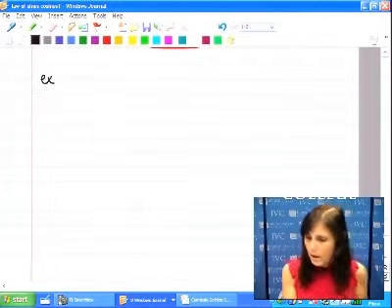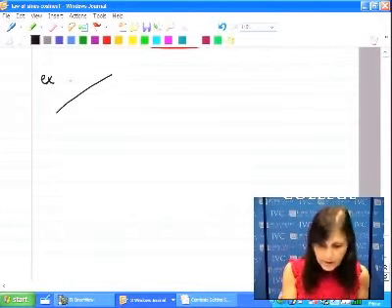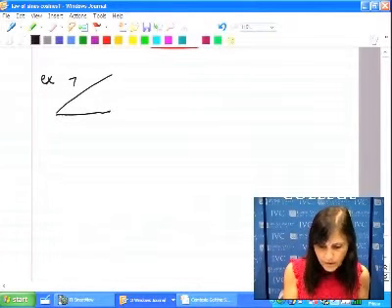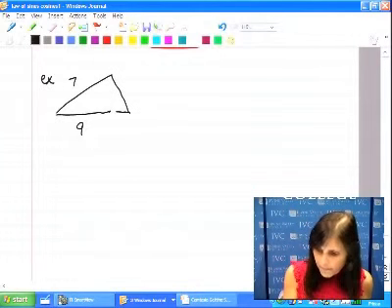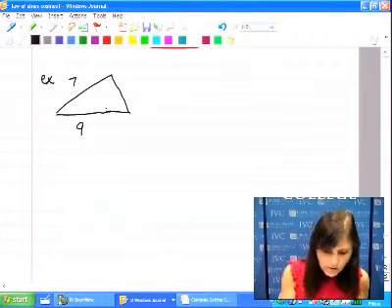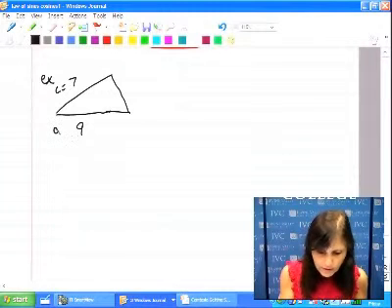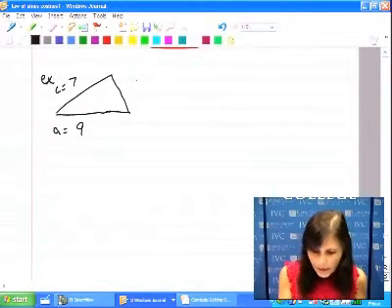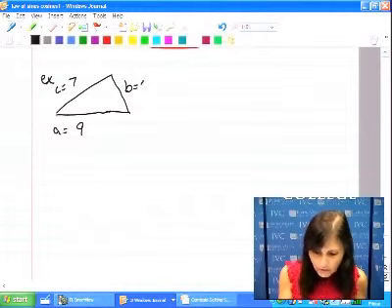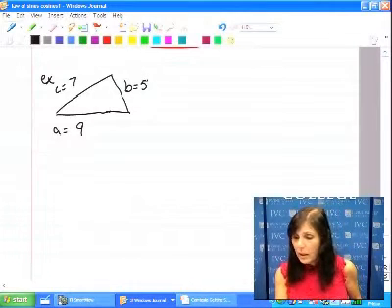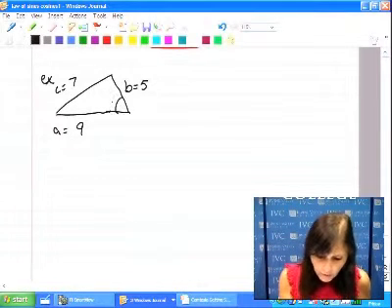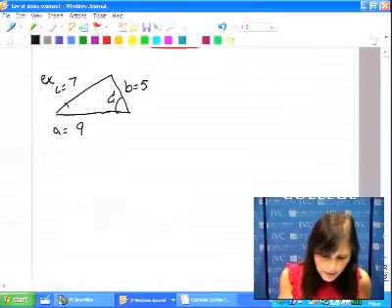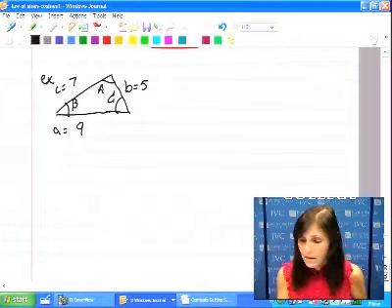Example, let's say I have a triangle like this, 7, I have 9, okay, let's call this C, let's call this A, and I have this one as well, 5. Well, let's write this down, and that's all I know. So the C is going to be opposite of that, and B is going to be opposite of that, and A is going to be opposite of that.